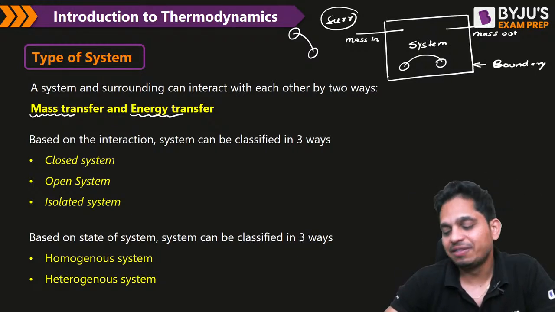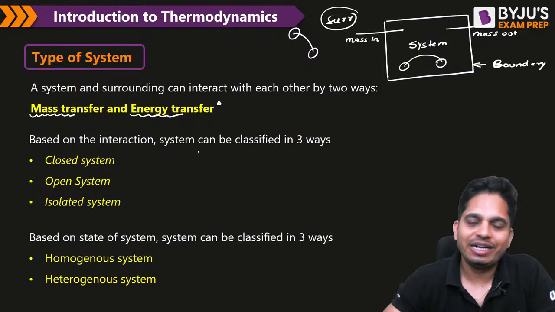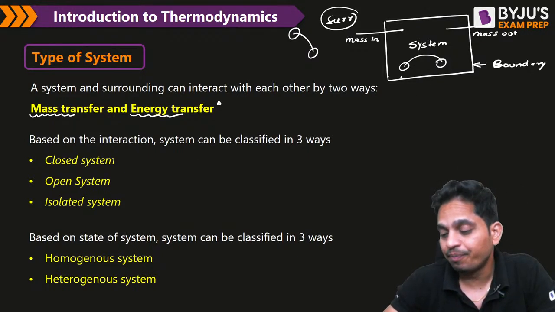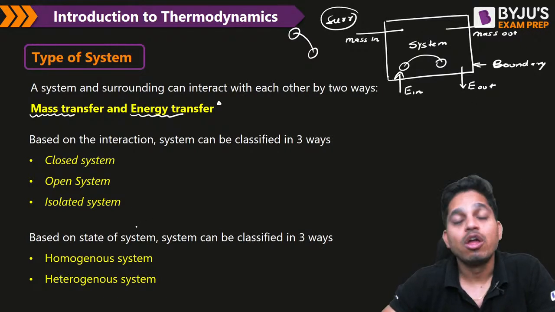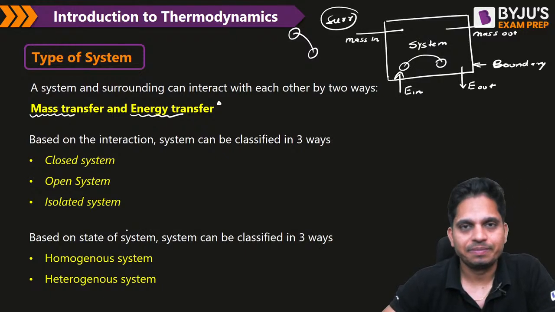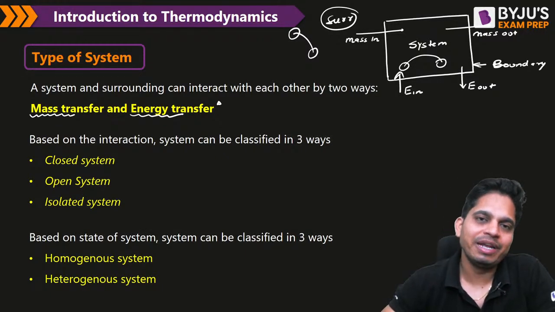Second is energy transfer. Energy transfer can also take place, that is, either some energy is going in or some energy is going out. Some energy is going from the system to the surrounding or from the surrounding to the system. Okay? Again, energy transfer must happen in a way that it is crossing the boundary.